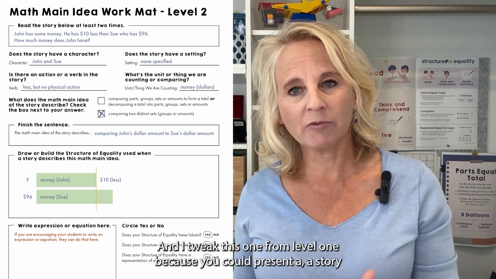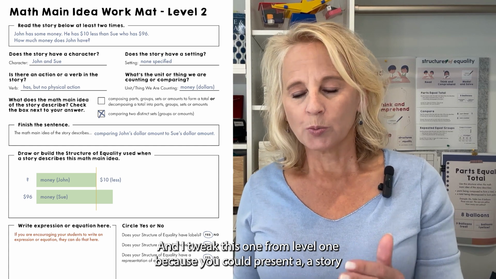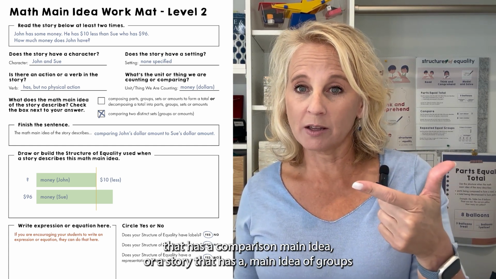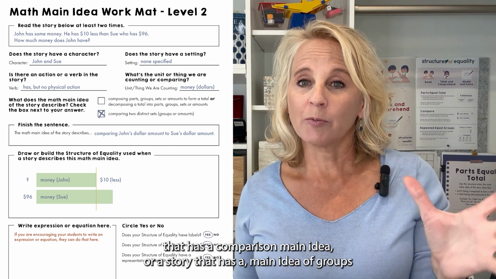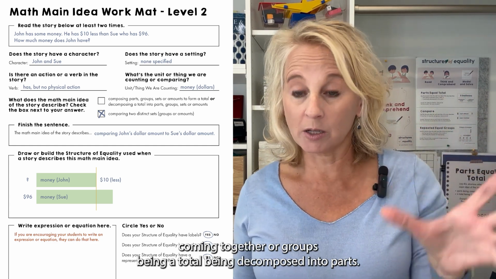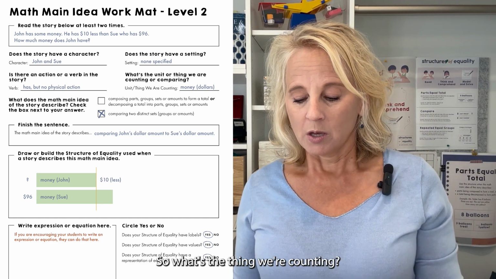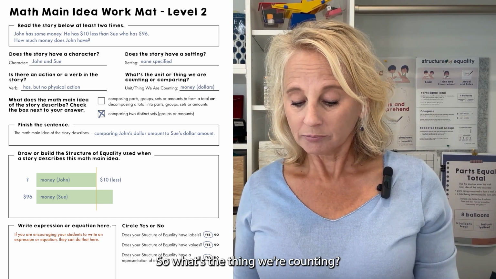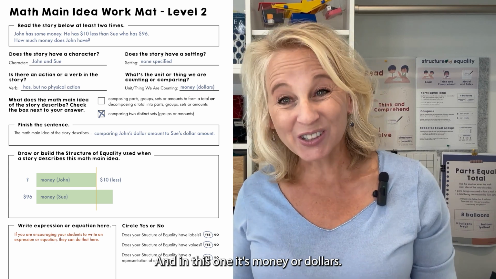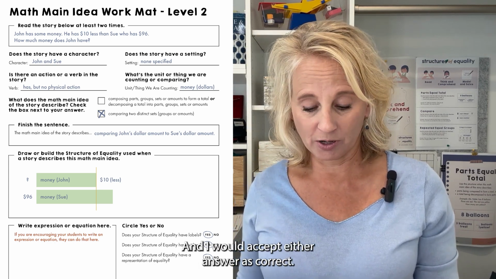I tweaked this one from level 1 because you could present a story that has a comparison main idea, or a story that has a main idea of groups coming together, or a total being decomposed into parts. So what's the thing we're counting? The unit we're counting or comparing. And in this one, it's money or dollars. And I would accept either answer as correct.